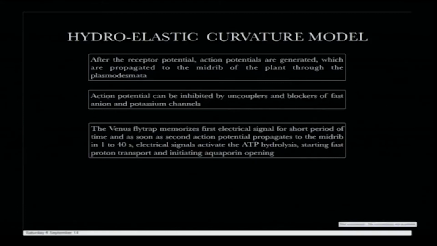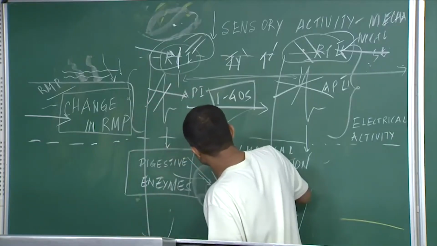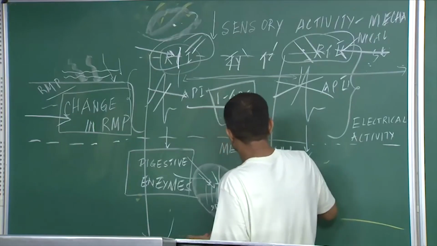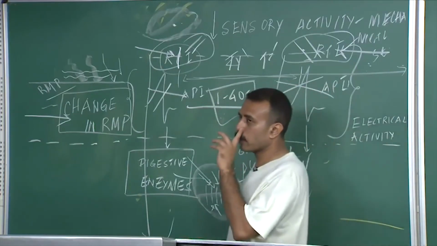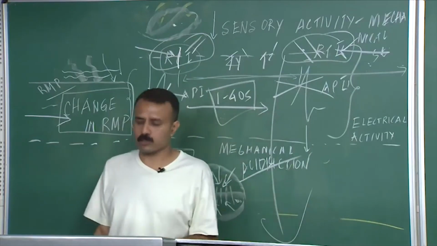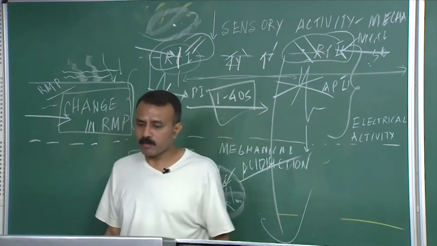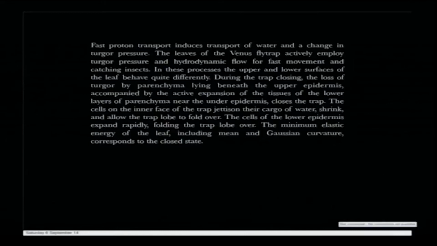Okay. If you follow it, in the Venus flytrap, 1 to 40 seconds, electrical signals activate the ATP hydrolysis, starting fast proton transport initiation. So, basically the whole proton transport, when we are talking about out here, this place becomes very, very acidic, because there is a huge amount of protons which are moving out there. H plus ion concentration is really gearing up. The fast proton transport induces transport of water and change in the turgor pressure. The leaves of the Venus flytrap actively employ turgor pressure and hydrodynamic flow for the fast movement and catching insects.